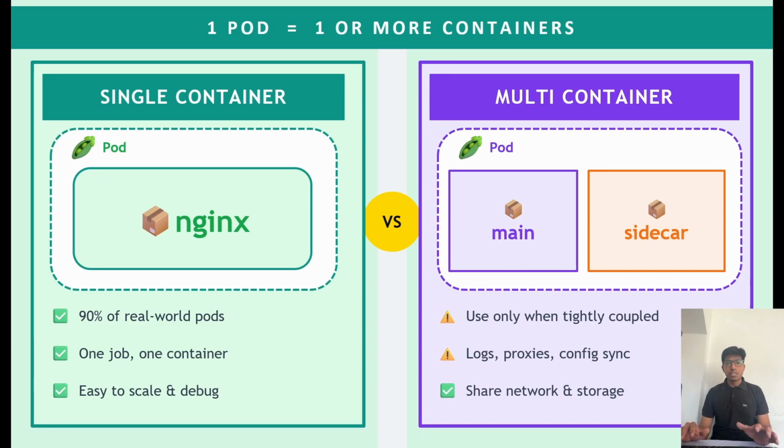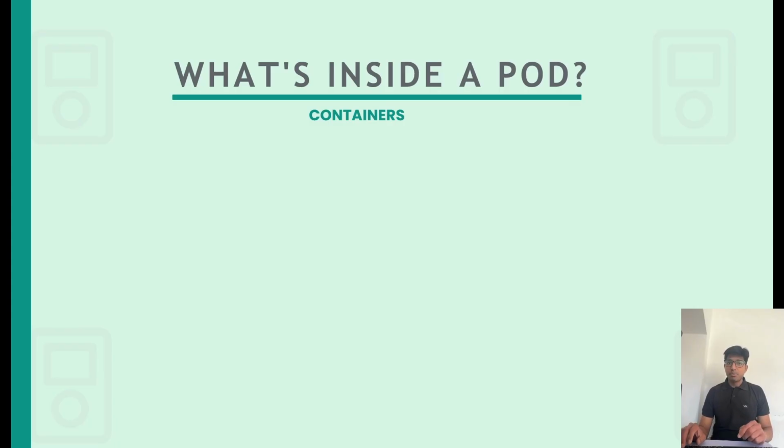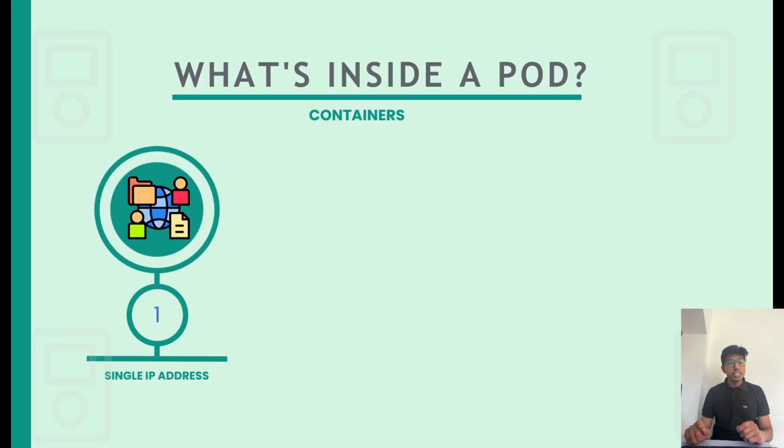So as I told you, pods are ephemeral and they are short-lived. A pod can have one or more containers inside them. They can be created, destroyed, and recreated by Kubernetes. So now, what exactly is inside the pod? As I told you, there are containers inside the pod. Now, these containers share the same IP address and the same network namespace.